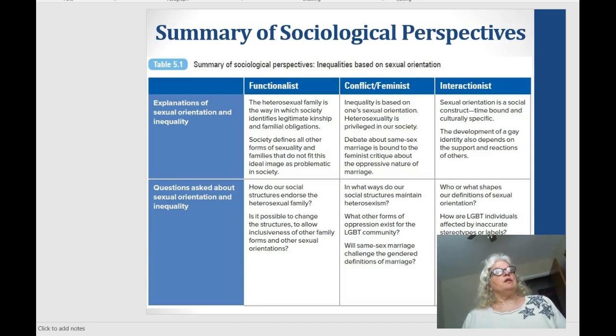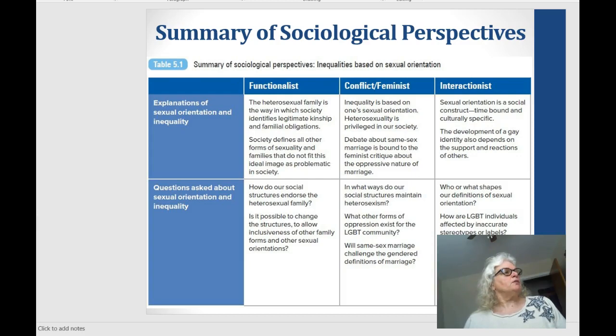So sexual orientation as a social construction is time-bound and culturally specific, and the development of the gay identity also is determined by the supports and the reactions of others. We can go back to the looking glass self theory of Cooley, and we can see that we define ourselves based on the society and how it comes into place, or how our parents have looked at us or our friends. So what are the issues here?